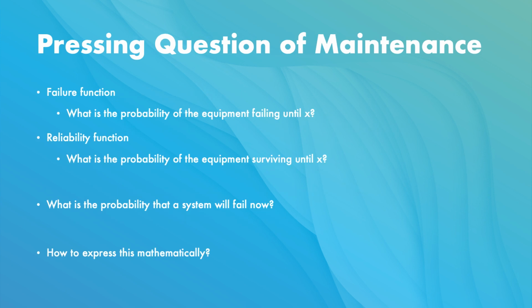There is this pressing question in maintenance: if we have a system and it's functioning, it has functioned for a long time, we want to know if it fails. And the failure function and reliability function do not necessarily cover this question. Why? Because the failure function is the probability that the system will fail until time x, and the reliability is the probability that the system will survive until time x. And this is different from asking what's the probability of my system surviving a little bit more given that it has survived so far.